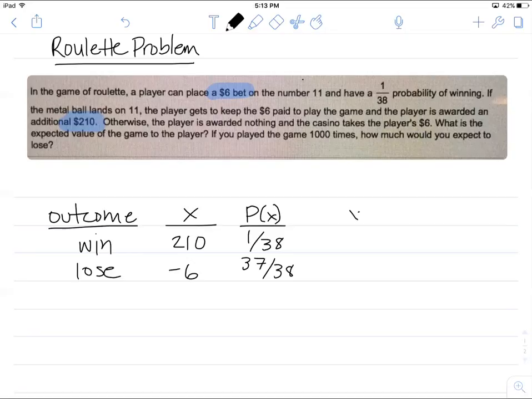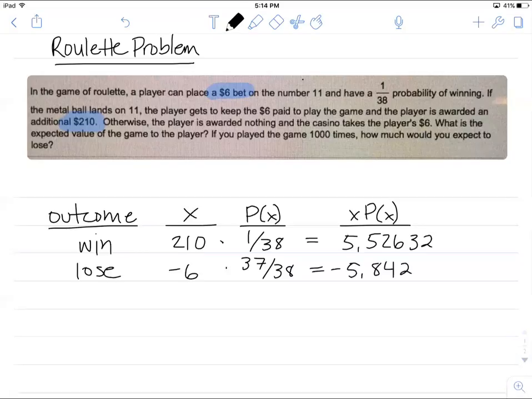Now my fourth column is the product x times p of x. So what I'm going to do is multiply across each row. So 210 times 1/38 gives me a value of 5.52632. Okay, I'm going out to 5 decimal places on this, and then for the second row, -6 times 37/38 gives me a value of -5.84211.